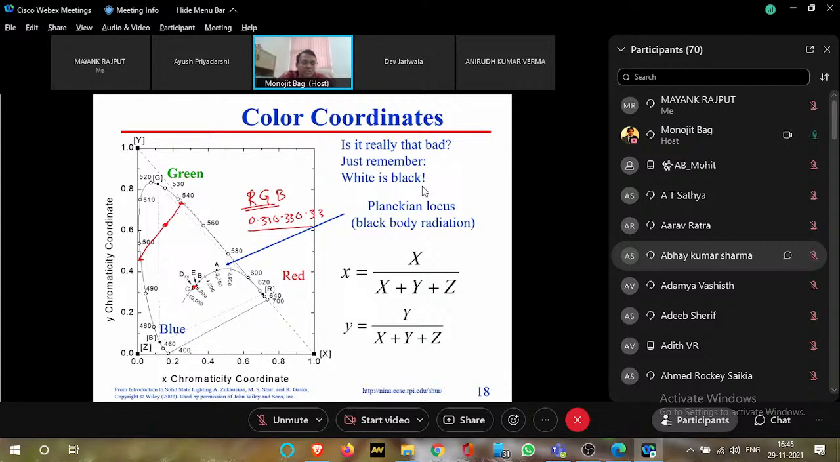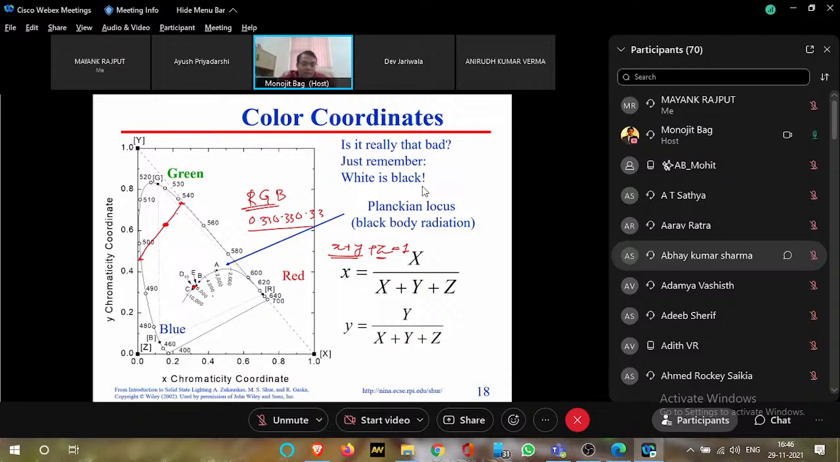So that's what x plus y plus z is equal to 1. So if I know these two, then definitely the third coordinate is basically redundant, right? So that is what this chromaticity diagram shows.